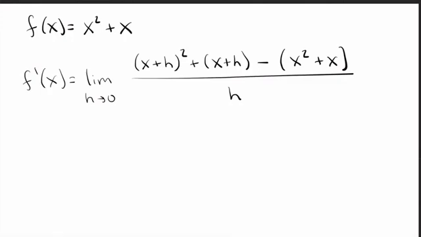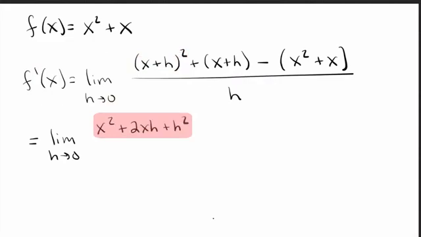A common trick that shows up a lot is if you've got something that you can square, often you should square it. So up here I've got x plus h squared. If I FOIL it all out, I get x squared plus 2xh plus h squared. Okay, so let's just keep the rest of the terms, and while we're at it, I'm going to distribute that minus sign. So that becomes minus x squared minus x.